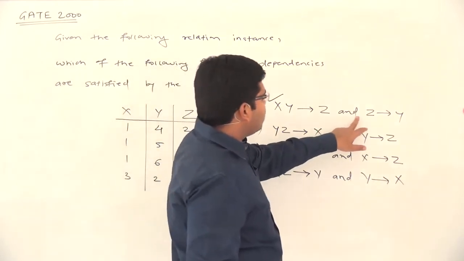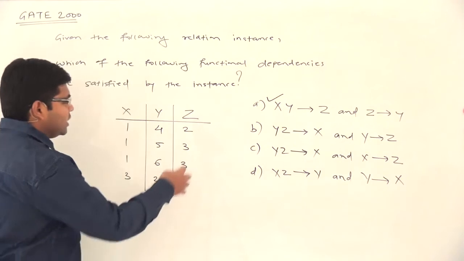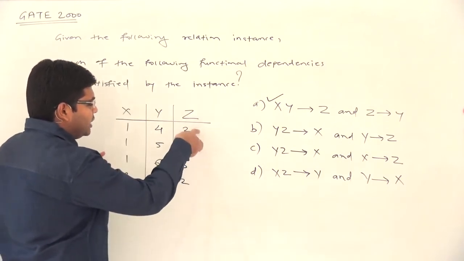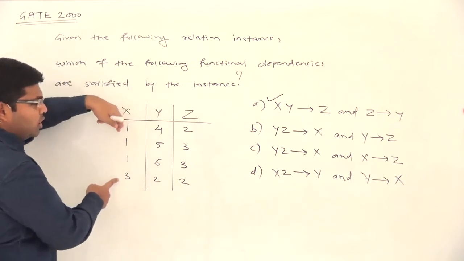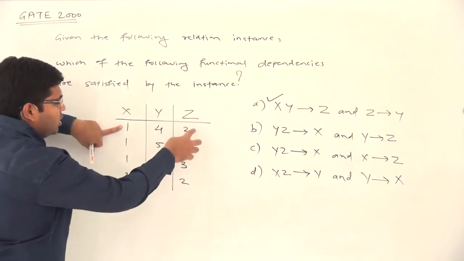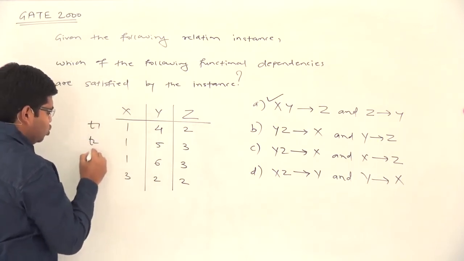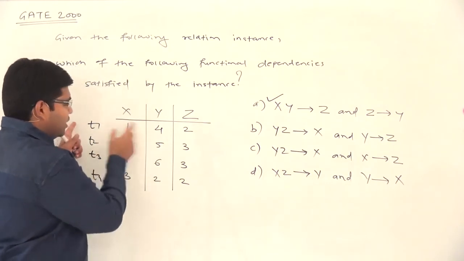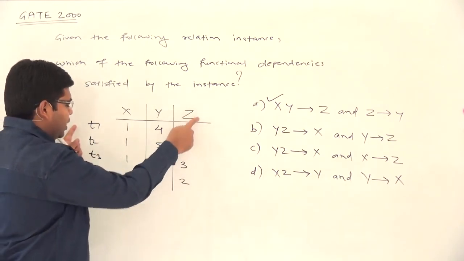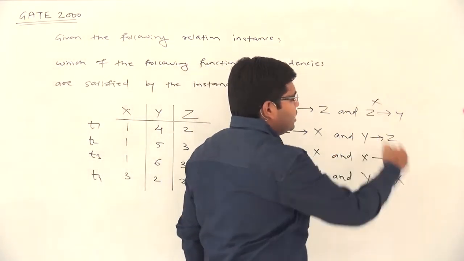The second part of this option is: Z gives the value of Y. Now let us check this. The left hand side will be Z. Here there is an agreement on the left hand side, but there is no agreement on the right hand side. Looking at T1, T2, T3 and T4, we can say that T1 and T4 agree on the value of Z, but they don't agree on the value of Y, and that is why this particular FD is invalid.